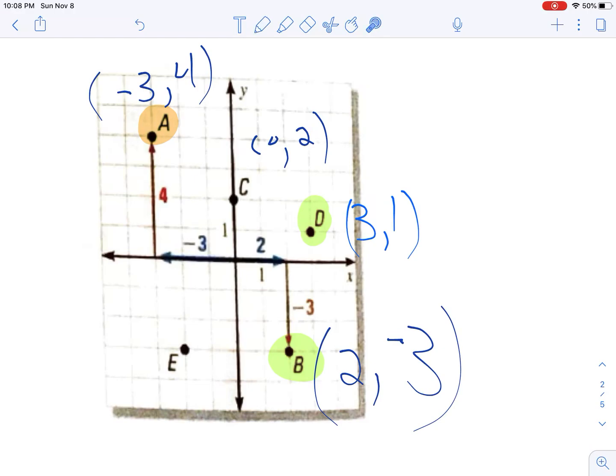Lastly, for E, I want to go back 2 spaces to get directly above E, and then I'm going to go down 3. So I went to the left 2 and down 3. So my ordered pair would be negative 2, negative 3. Okay?